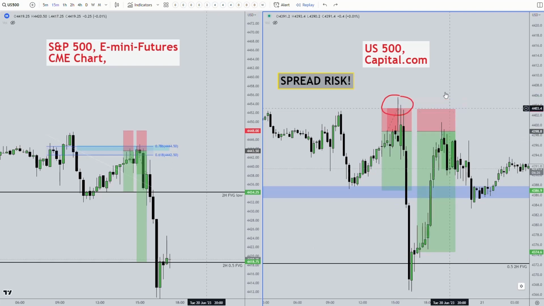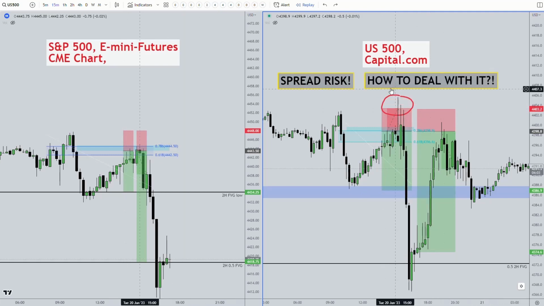But does that then mean that you cannot trade on a broker like capital.com? Certainly not. You still had the perfect trade. Here on the entry time frame, you had the same fair value gap. And also if you pulled your fib, your target box was lining up nicely with it as well. The only problem was the spread. So the question should rather be how to deal with the spread risk.